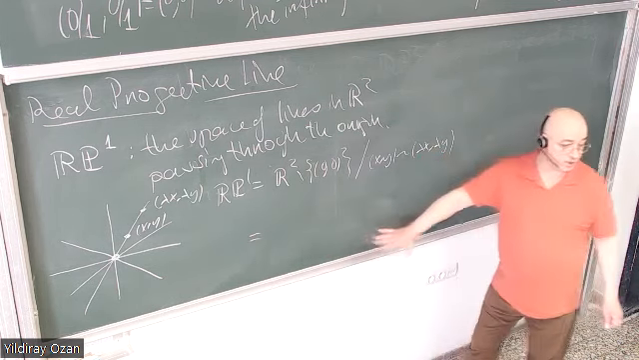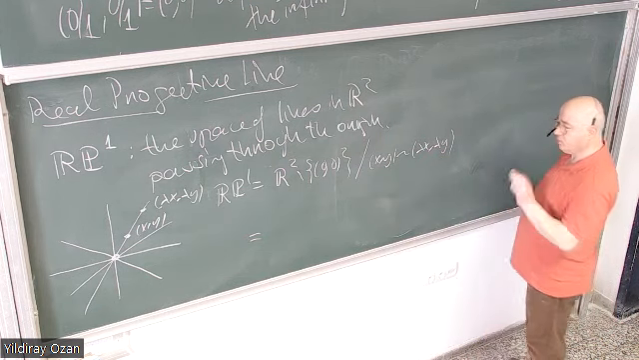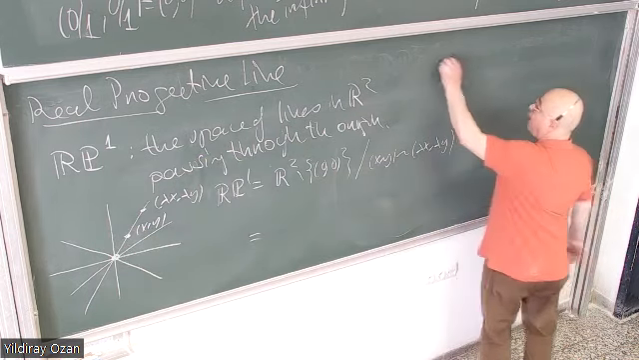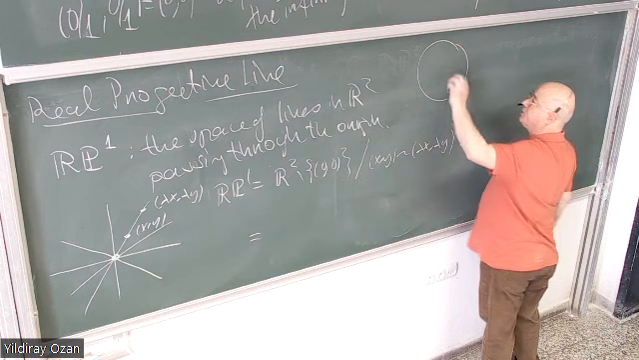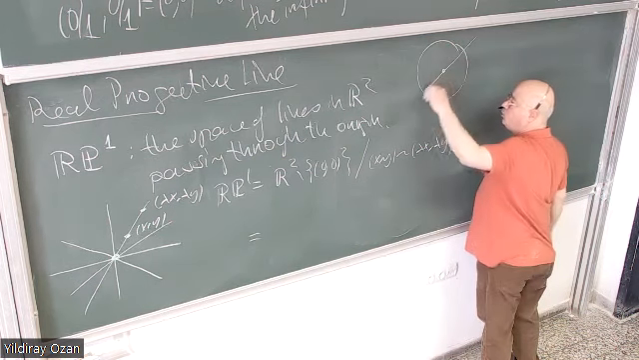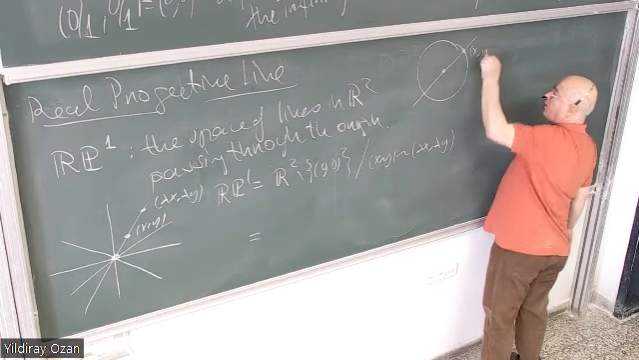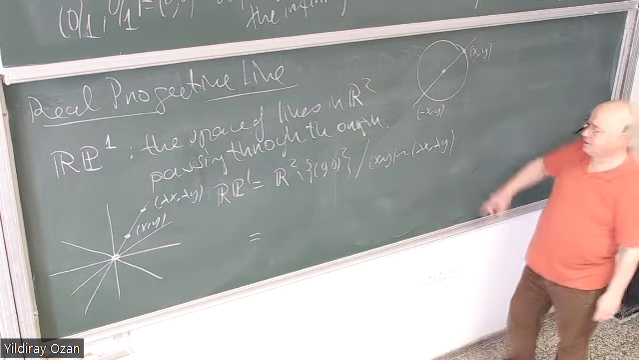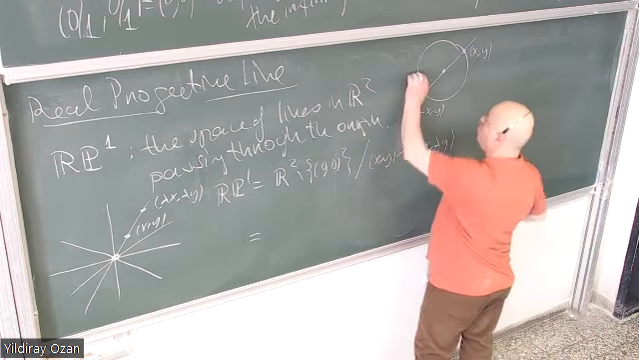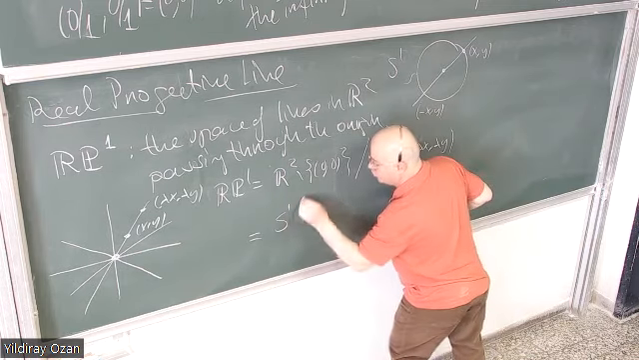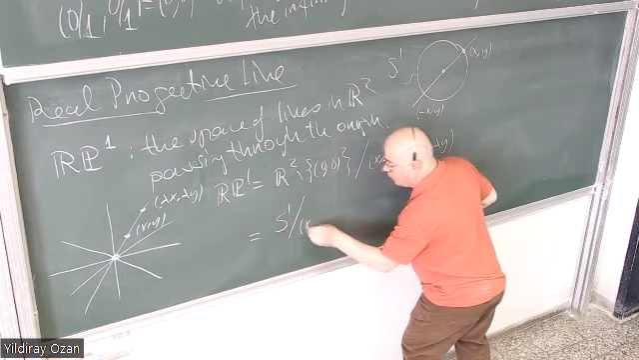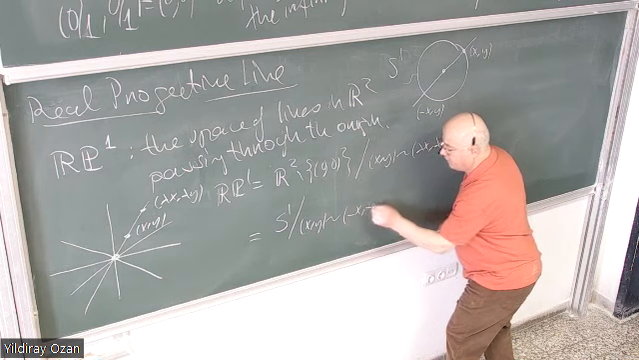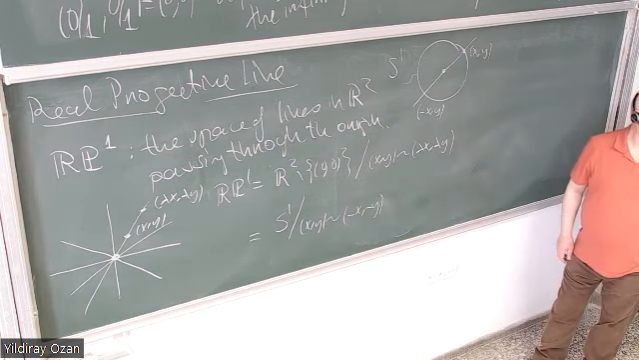This is easy to describe. Why is that? We can play the same trick. You know, every line through the origin intersects the unit circle in two points, this point and this point. Therefore, this thing is equal to the following. Just take the unit circle and divide by the following equivalence relation. Identify this point with this point. Okay.